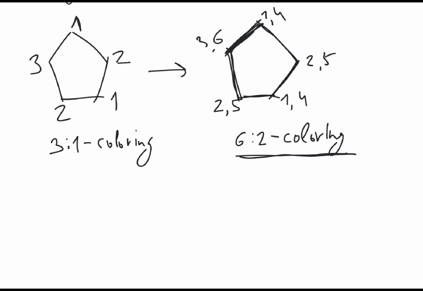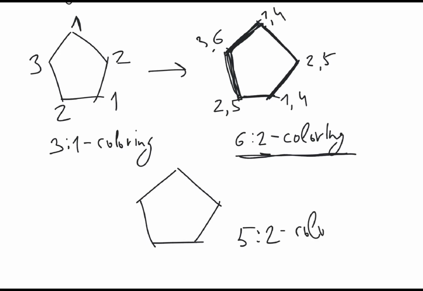But when we consider the parameter b equal to 2, when each vertex gets 2 colors, 6 colors is actually not the minimum. I will show how to color with 5 colors. So 5 colors would be enough, and this would be a 5:2 coloring.